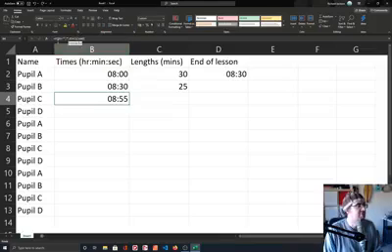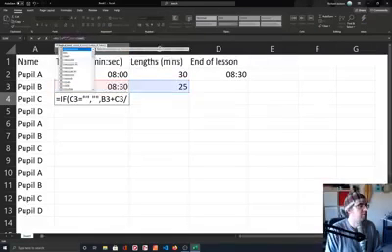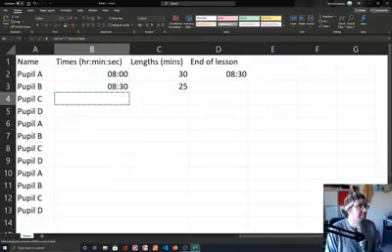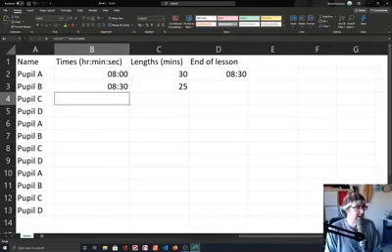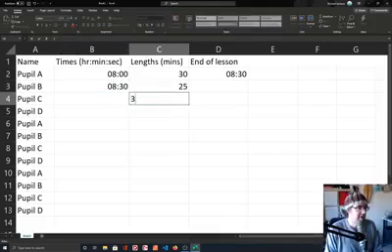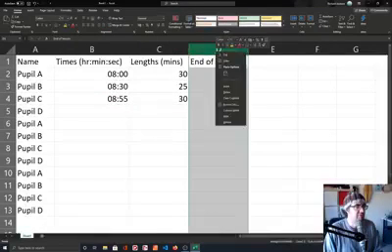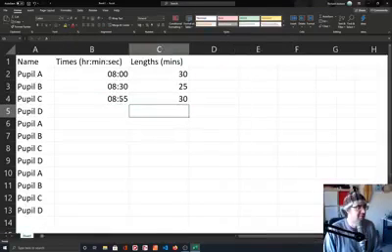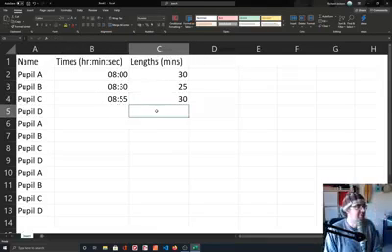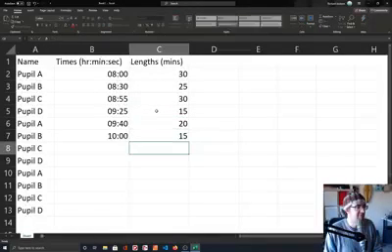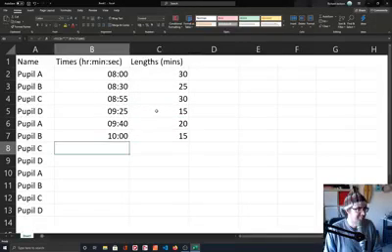So if C4 is blank, then we won't have a time, because now it'll only show up if we have a length. Just for confusion's sake, I'll get rid of this because that doesn't actually do anything. So we have a 30-minute lesson, a 15-minute lesson, a 20-minute lesson, a 15-minute lesson, etc.